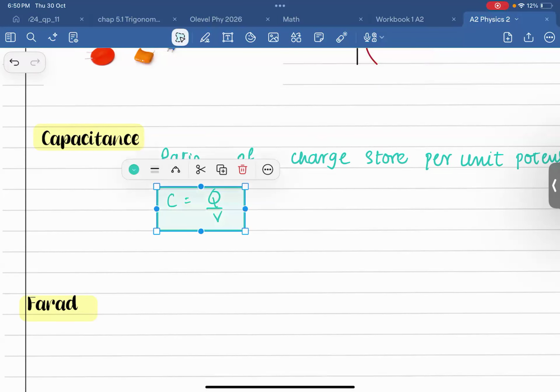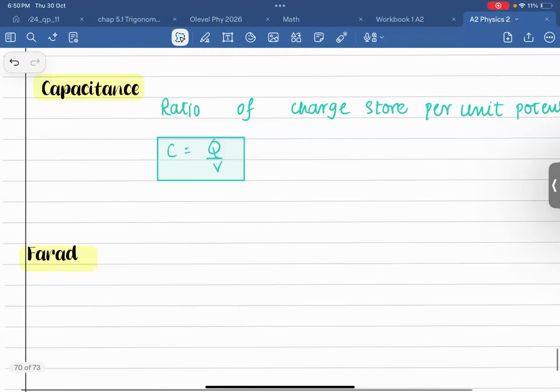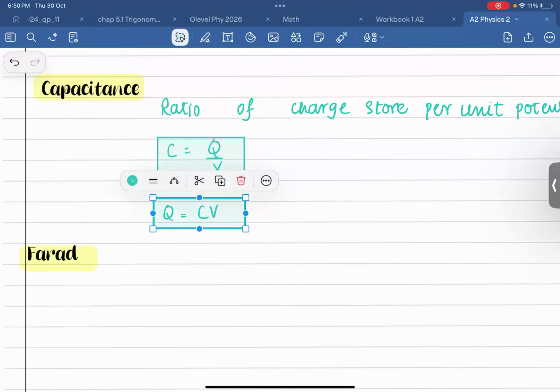You can usually relate this formula with Q equals CV, by the way, but you can use any if you want, right? Q equals CV. This is a general relationship that everybody refers to, okay.